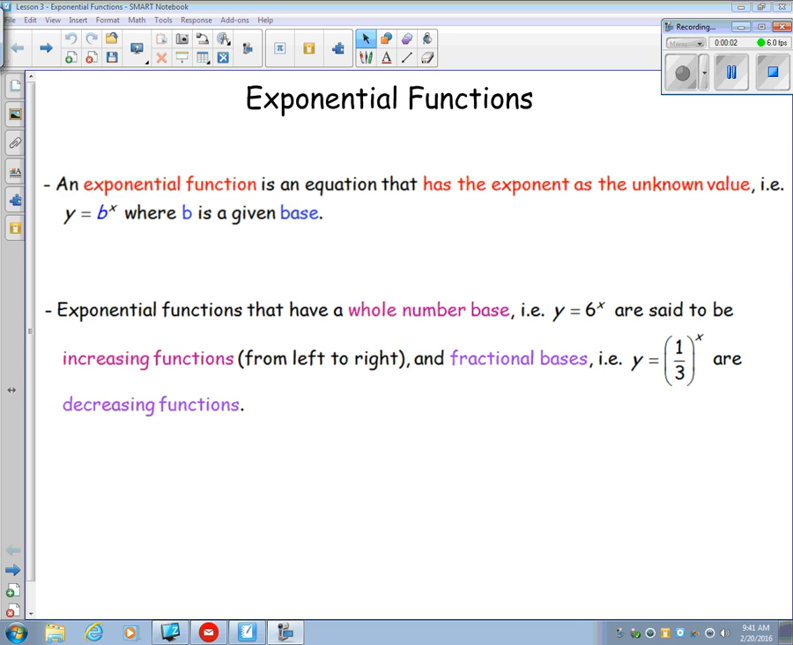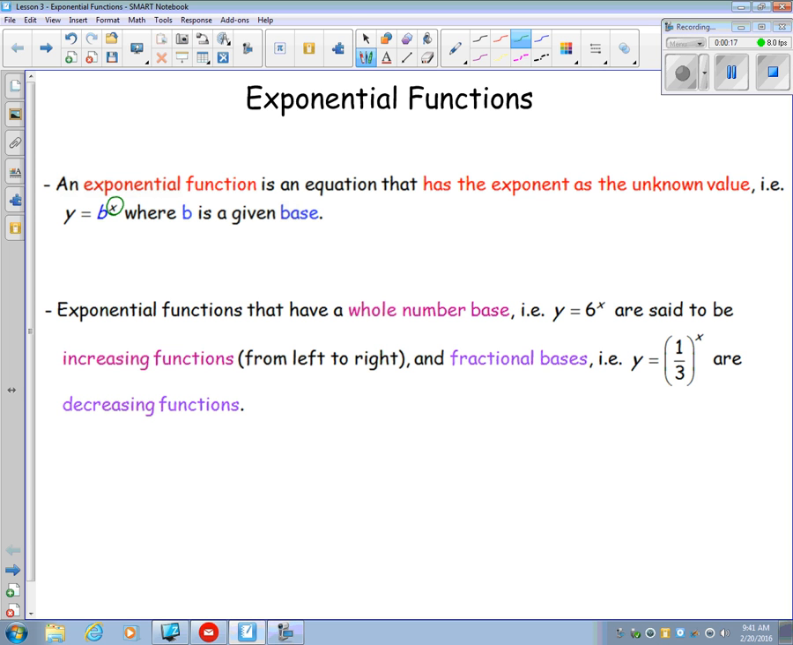Okay, in this lesson we're going to start looking at exponential functions. And that is the graphs of the functions, as opposed to just dealing with the exponents themselves. We're going to start seeing what happens when we start graphing these functions. Okay, an exponential function is any equation that has the exponent as the unknown value.